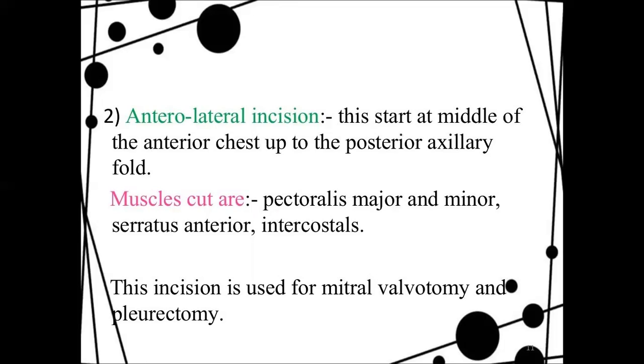Anterolateral incision. This starts at the middle of the anterior chest and goes up to the posterior axillary fold. Muscles cut are pectoralis major and minor, serratus anterior, and intercostals. This incision is used for mitral valvulotomy and pleurectomy.